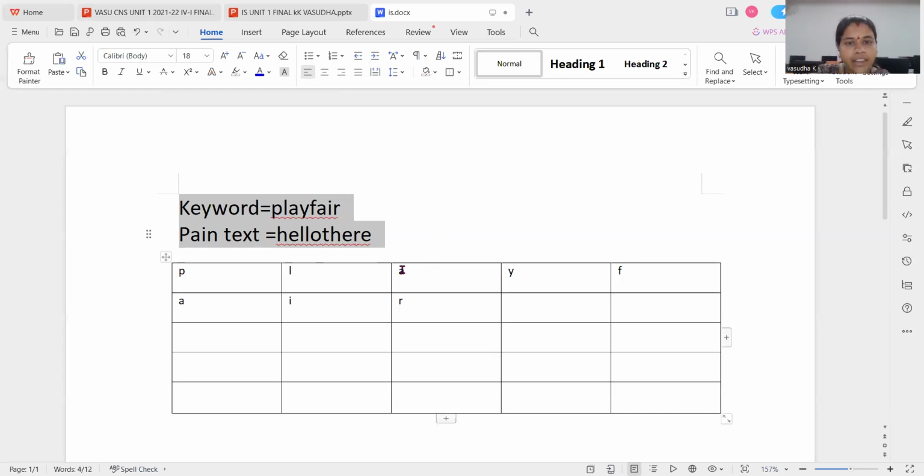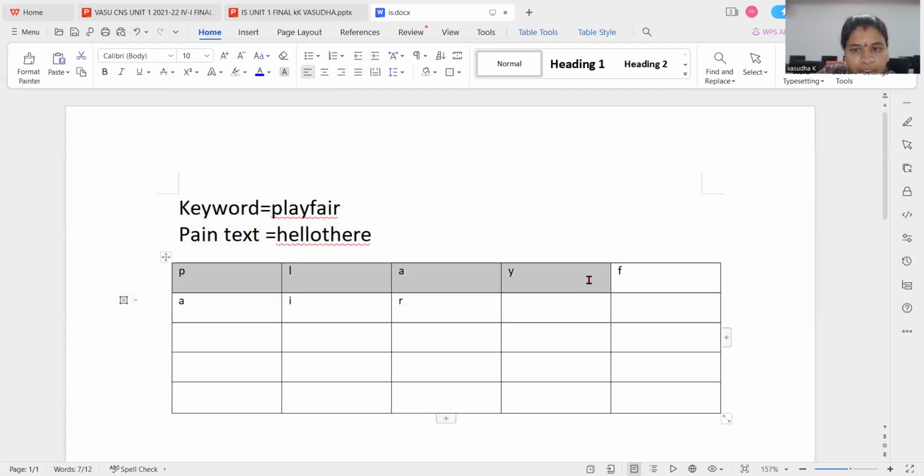So whatever letters of the keyword we have in the 5 by 5 matrix, I am placing them directly here. Now, we need the remaining letters. So from A to Z, we need to write the remaining letters here.